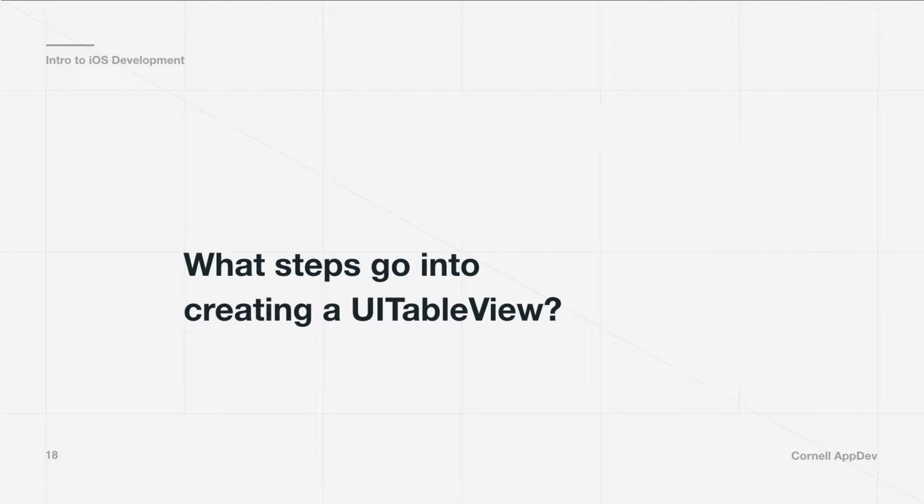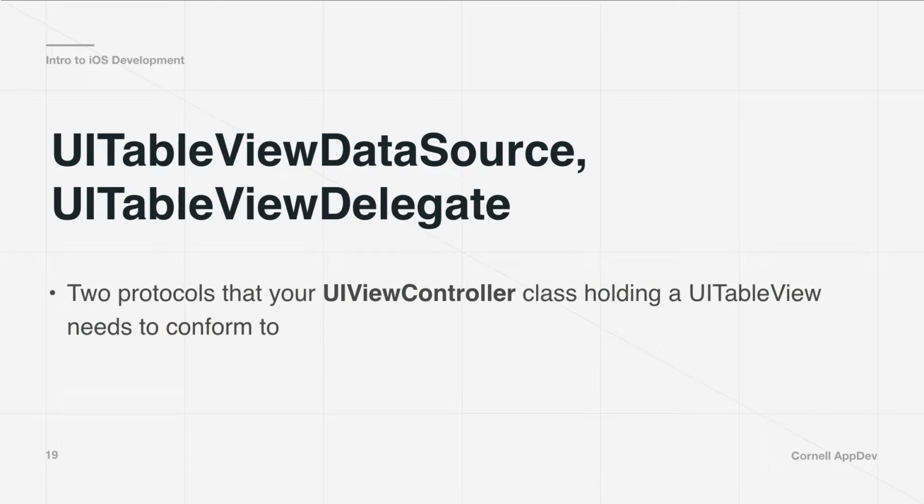Cool. So now we know what a table view is. What steps go into creating one? The first thing you need to do is, whichever view controller you want to add a table view to, you have to conform that view controller to 2 protocols: UITableViewDataSource and UITableViewDelegate. These are just 2 protocols, which are sort of like an interface.